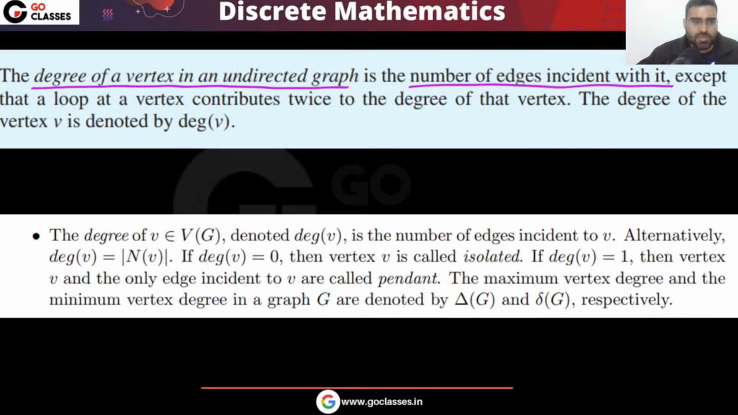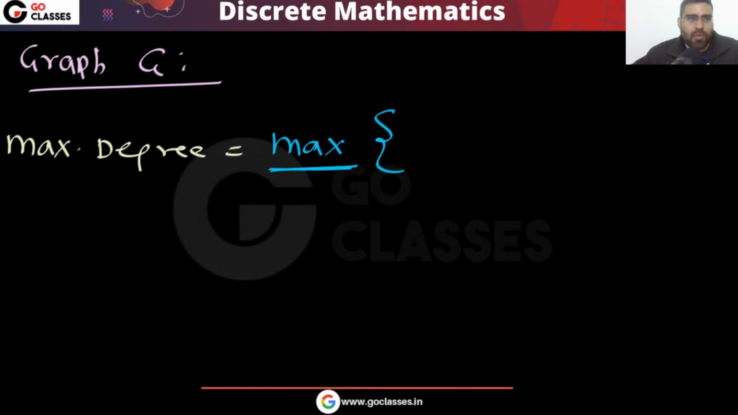Now similarly, you have maximum degree and minimum degree. In a graph, you can find out the maximum vertex degree and the minimum vertex degree. Let me tell you what is maximum degree in a graph. Let's assume you have a graph G. In this graph G, what is maximum degree? Among all the degrees, you find the maximum of all degrees.